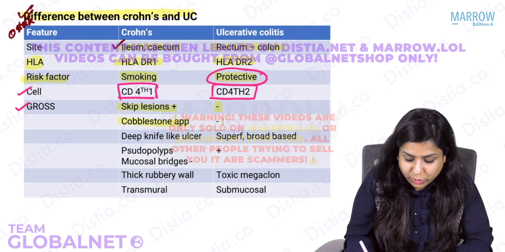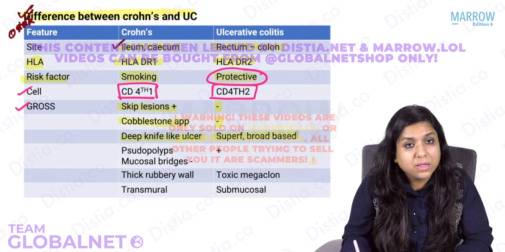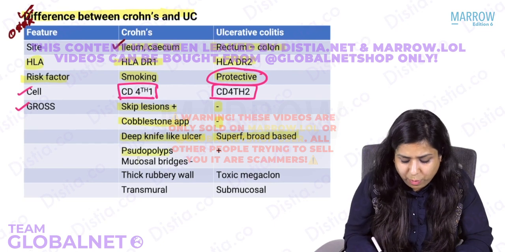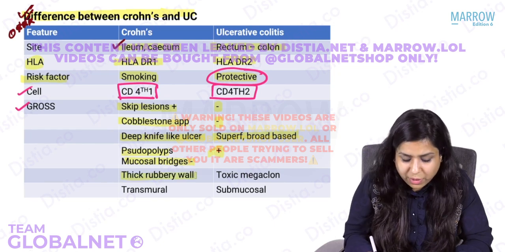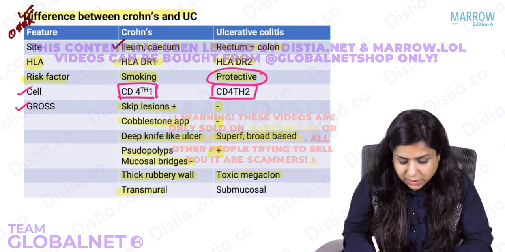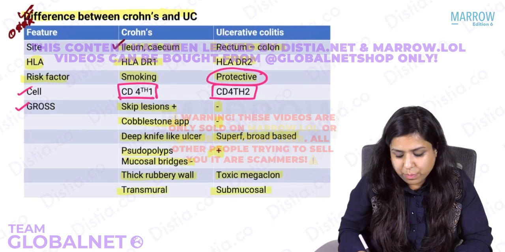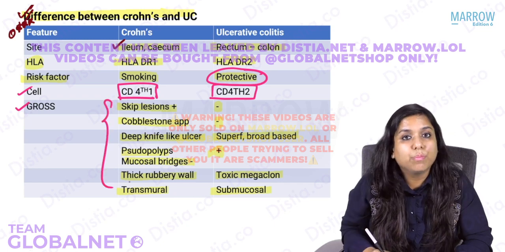Grossly, if I tell you the differences, skip lesions are present, absent. Cobblestone appearance of mucosa, present, absent. Deep knife-like ulcer in Crohn's, superficial broad-based ulcer in ulcerative. Pseudopolyps and mucosal bridges are absent in Crohn's disease but present in ulcerative colitis. Thick rubbery ball in Crohn's, whereas toxic megacolon in ulcerative. The disease is transmural in Crohn's and submucosal in ulcerative. All these differences are extremely important.